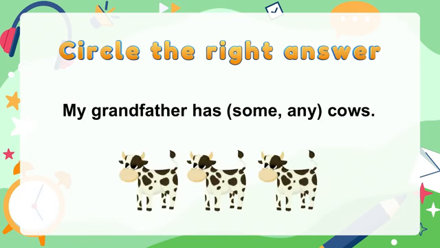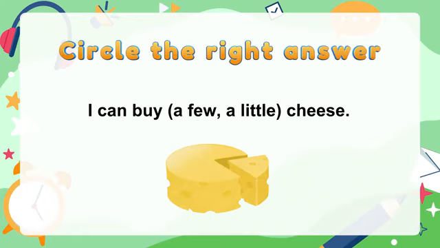My grandfather has any cows. This is a positive sentence, so you use some. My grandfather has some cows. I can buy a little cheese. Cheese is uncountable, so we use a little. I can buy a little cheese.